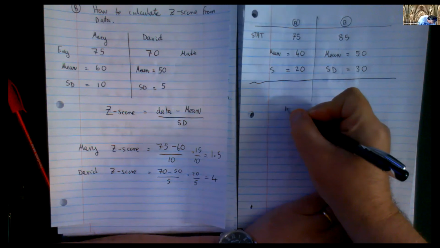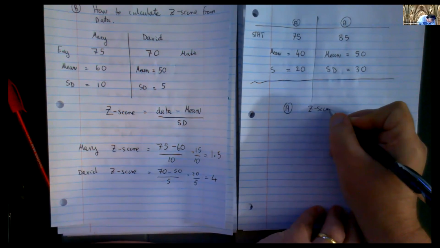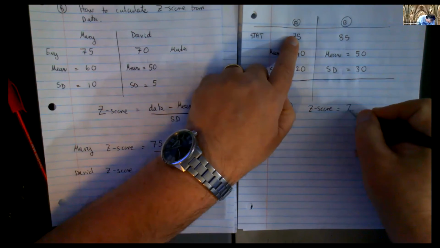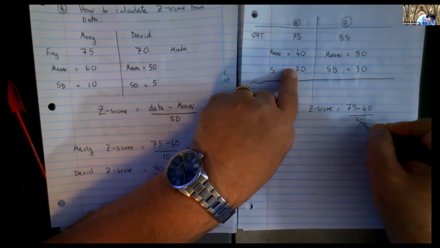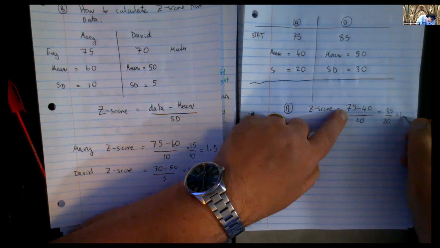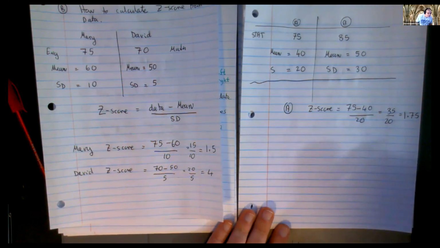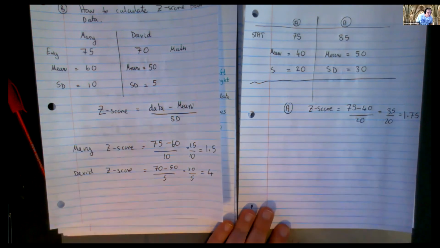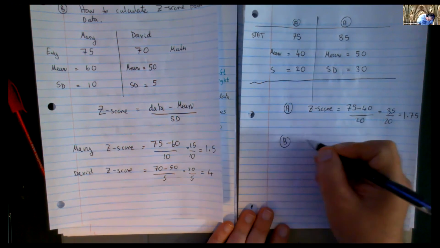And this is A. Let's do his Z-score first then. Data, take away the mean, divided by the standard deviation. That's 35 divided by 20, I believe. So that's 1.75. That's quite a good Z-score. Anything bigger than 0 means you did better than average.